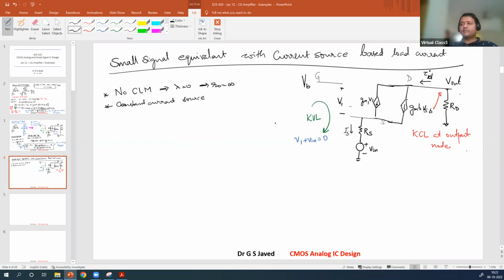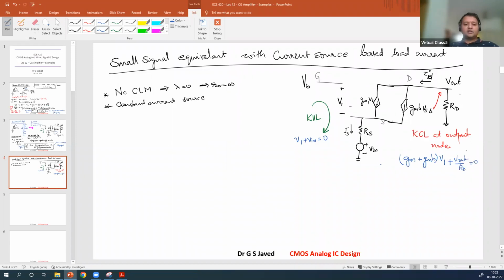So what do you get here? Vin, let's come back again. KVL will be V1 plus Vin equal to 0. What else? KCL when you apply, I will get gm plus gmb times V1 is equal to minus Vout by RD. Or you can just keep it here and say Vout by RD equal to 0.